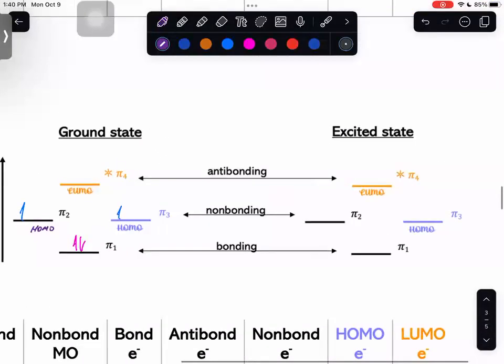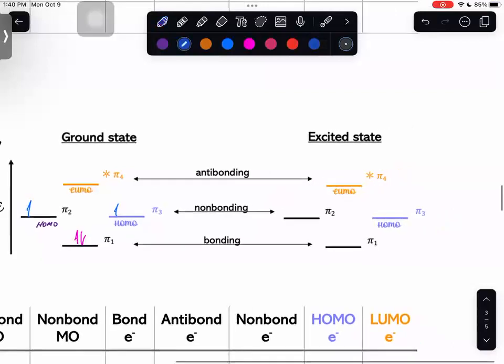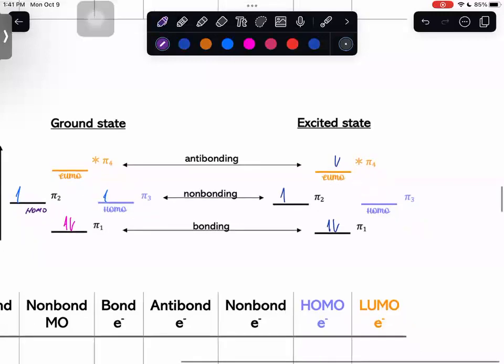Now, in the excited state, we're just going to jump one of those pi electrons in HOMO to the LUMO orbital. So I still have 1 and 2 in pi 1. And in this case, it's not really going to matter which orbital you choose to jump it from, but we know that at the end, we only have 1 electron in each of the HOMO orbitals and 1 electron in the LUMO.